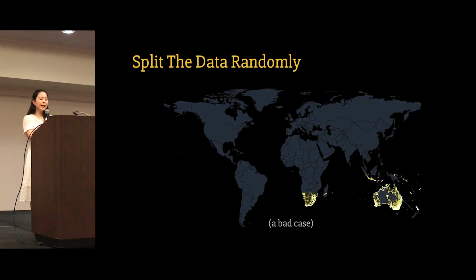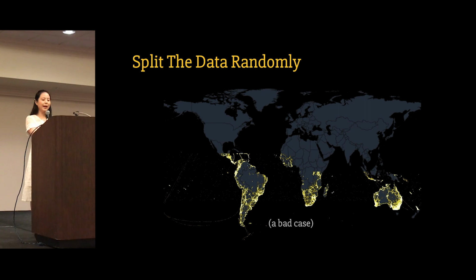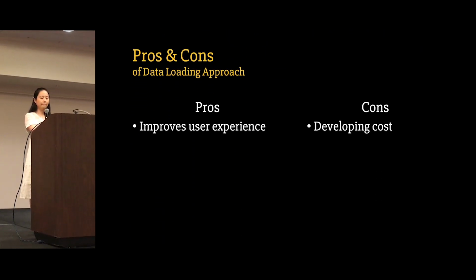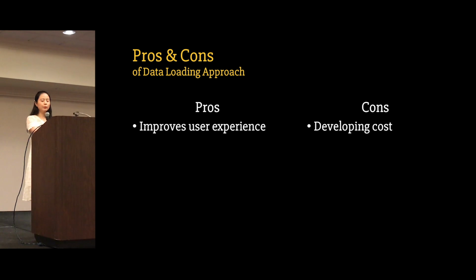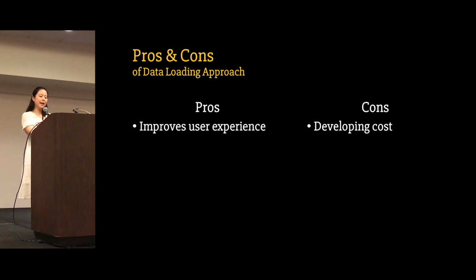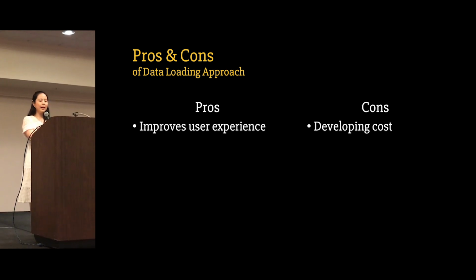When splitting the data, however, it is important to split them randomly. Otherwise, you may probably get something like this case, in which the loading data doesn't seem to be an animation. Instead, users may get anxious while waiting for the whole data to be loaded. The data loading approach is pretty much like the perception approach, only that it's dependent on the progressive rendering.